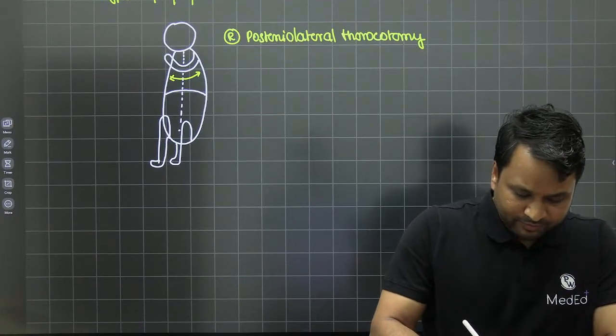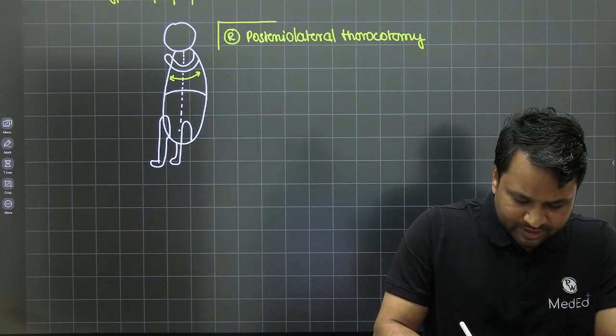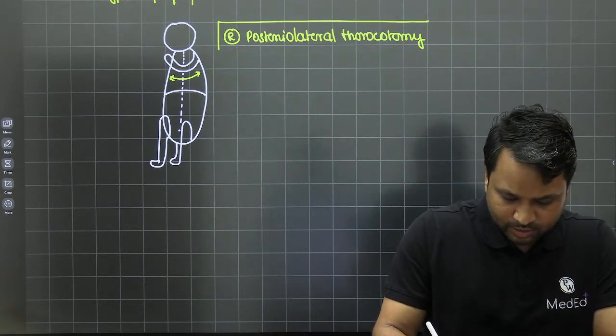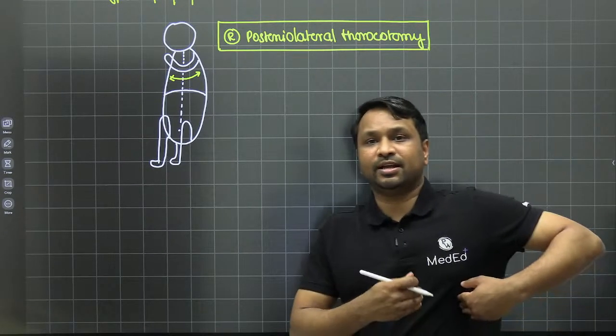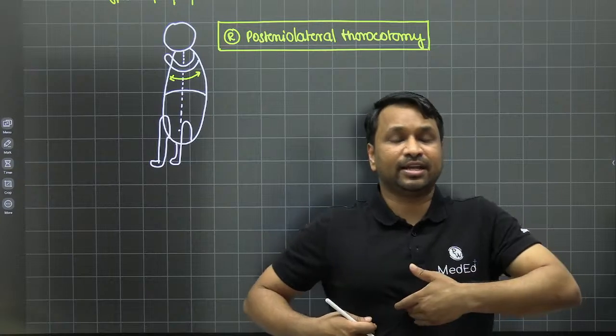Now, why from the right side? Because if you go from the left side, you will get the aorta. On the right side, you'll get the esophagus, right? So when you start from the left side, the aorta comes first, then the esophagus. On the right side, directly the esophagus will come.